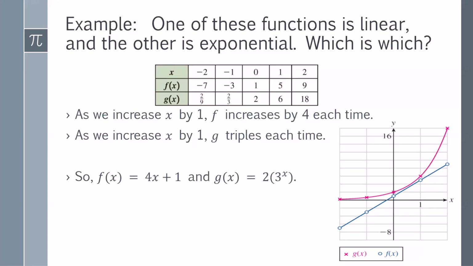If we want to come up with equations for these, for f, since we increase by 4 each time, our slope is going to be 4. And because when x equals 0, y is equal to 1, our y-intercept is 1. So we have 4x plus 1. Similarly, when x is equal to 0, g of x is equal to 2. So our a value is 2. And because we triple each time, our b value is 3.